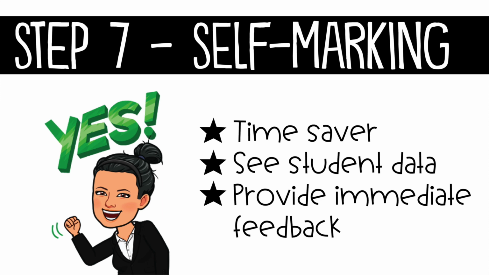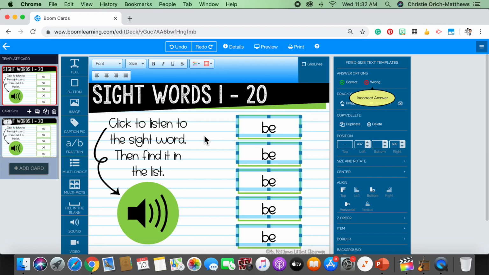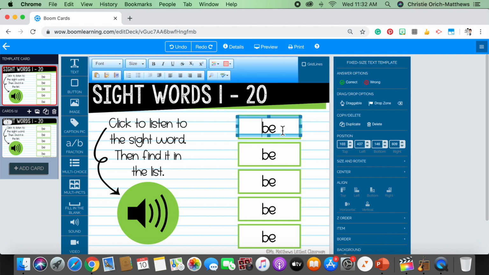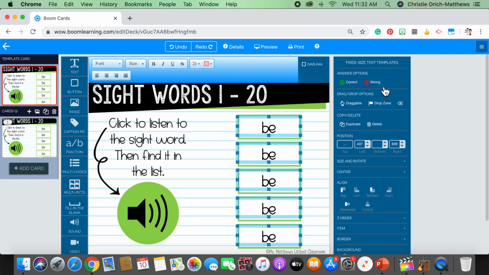Next, we're going to make our task cards self-grading with the Answer Options section. I'm going to make all my answers wrong in this step on the master card. Then later, when I'm working on the individual cards, I'll change them to reflect the correct answers. Over here on the right-hand side, you can see the answer options. We're going to select all our text boxes again by clicking on each box while holding the Shift key. Then click on the Wrong button.